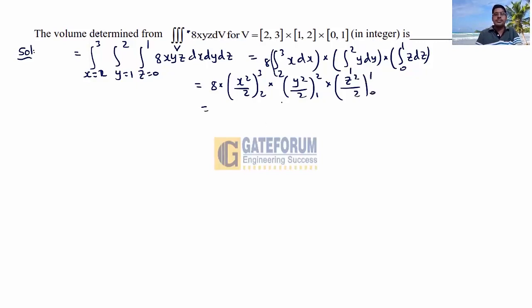In the denominator, 2 into 2 into 2 cancels with this 8. So x square between 3 and 2 gives 9 minus 4, y square between 2 and 1 gives 4 minus 1, and z square between 1 and 0 gives 1 minus 0. So this is 5 into 3 into 1, so the answer is 15. This is the end of the question.